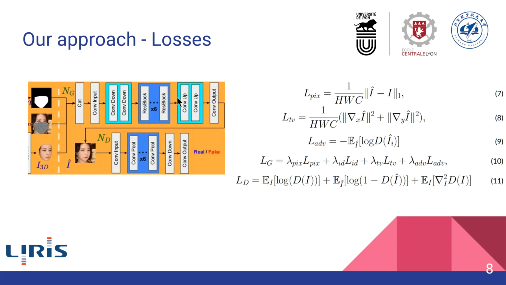Then I will present the inpainting module NG and ND. The NG is a stack of residual modules, and ND is a VGG-shaped discriminator. So we use the following losses to supervise the inpainting part: the pixel-wise loss, the TV loss to reduce the noise, and the adversarial loss.